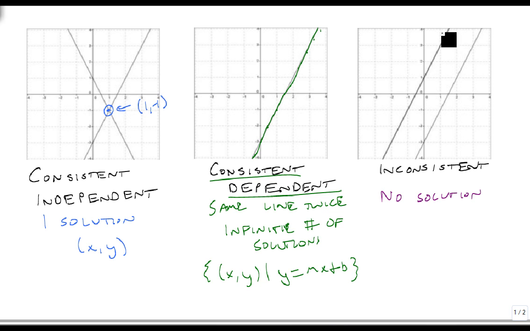Finally, our inconsistent system: notice that there are two lines. They're parallel, meaning they'll never cross, and that means there's no solution, which we'll write as a 0 with a line through it, or write out no solution.